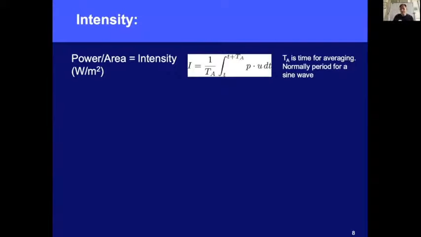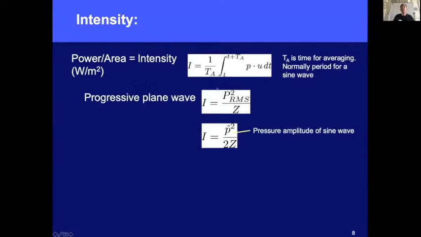But for most of what we're going to talk about here, it will be just the period of a sine wave. So if you've got a plane progressive wave where we know that U is P over rho naught C naught, or P over Z, then if we put the algebra in, we find that the intensity is the RMS pressure squared divided by the impedance for a plane progressive wave. And that actually works for any waveform shape. If you know you have a sine wave, then the RMS pressure is the amplitude of the wave divided by the square root of 2. And so the intensity goes as the pressure amplitude squared divided by 2 times the impedance.